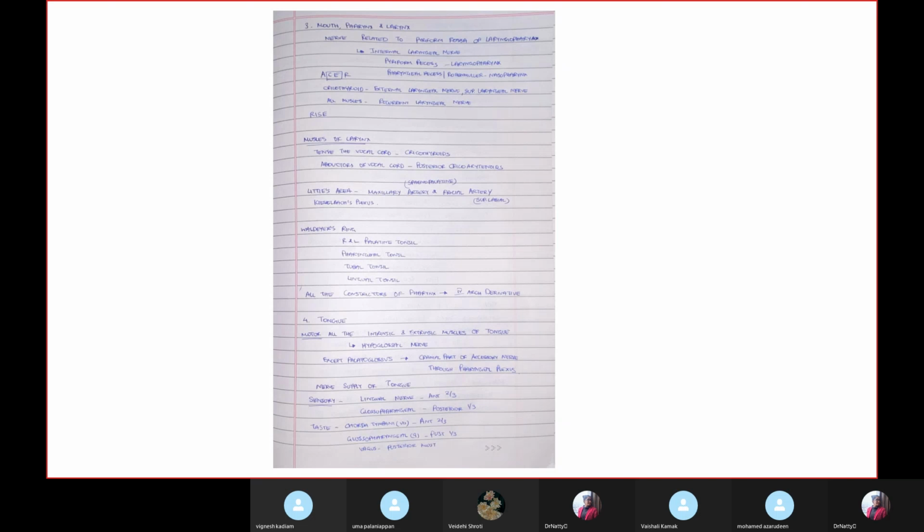Then the sensory supply. The anterior 2/3 of the tongue is supplied by lingual nerve. The posterior 1/3 of the tongue is supplied by glossopharyngeal nerve. The taste sensation, anterior 2/3 is supplied by chorda tympani nerve, which is a branch of facial nerve. Then posterior 1/3 is supplied by glossopharyngeal nerve. Posterior most part is supplied by vagus nerve, which is the 10th cranial nerve.